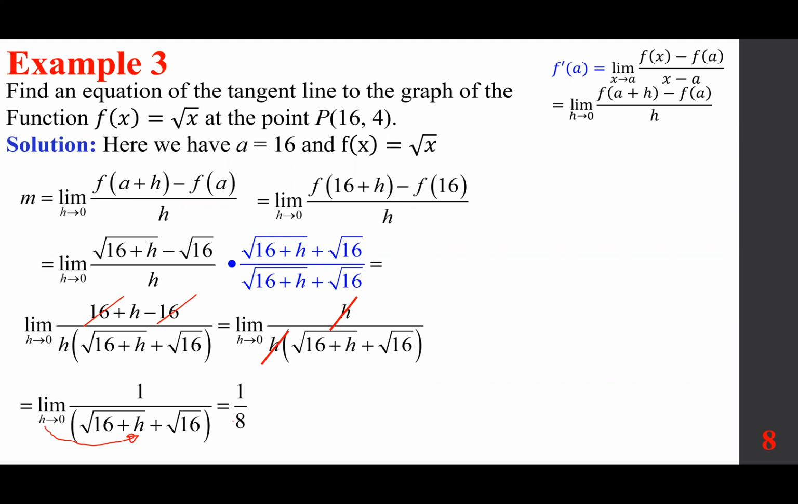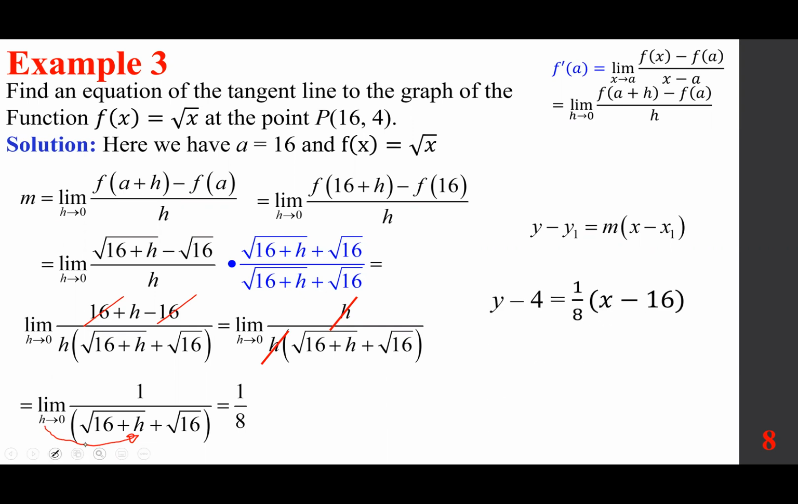What happens next is that we need to come up with the equation of a tangent line, everybody. Well, it's very simple. y minus y1 equals m times x minus x1. Just plug in and you're done, everybody. Okay, plug in and you're done.